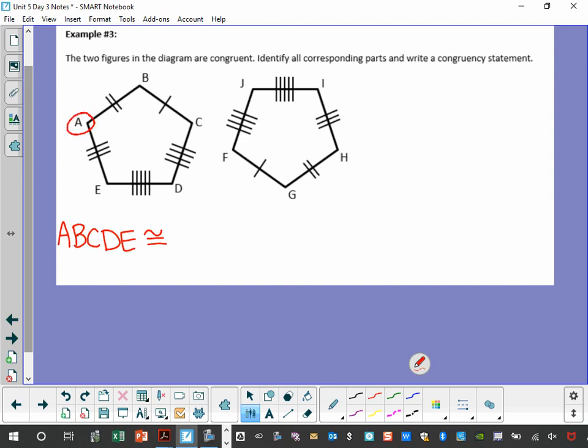Well, I started with A, and looking at the picture, A is in between my second hash mark and my third hash mark. What letter would that be on the second figure? H. That would be H. Do you guys see that? All right, so H goes first. I don't know which way to go yet, so let's figure that out. Then we went to B. B is in between 2 hash marks and 1 hash mark. So I'm going to go to G. All right, so I have HG. Now I know which order I'm going. Which letter comes next? F, J, and then I.